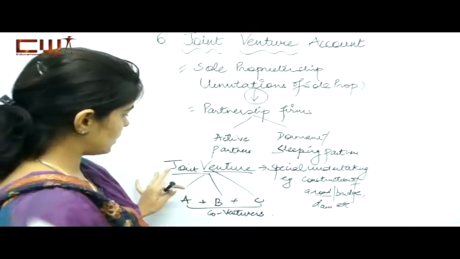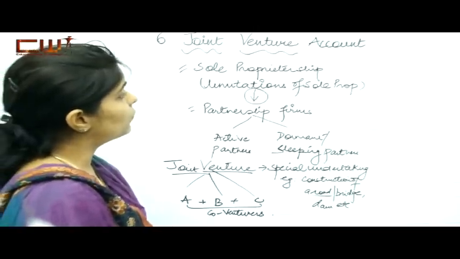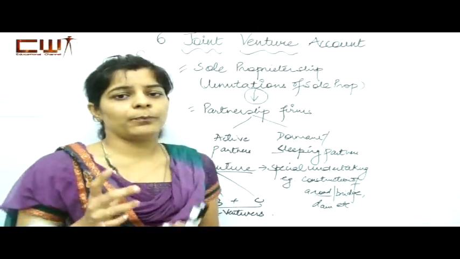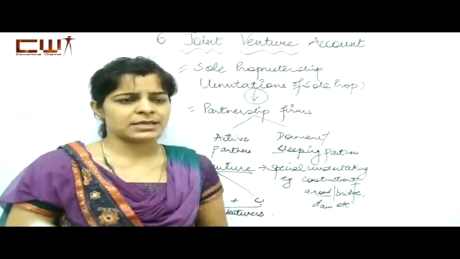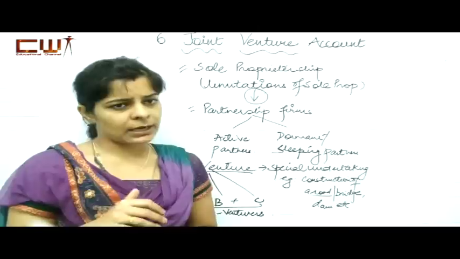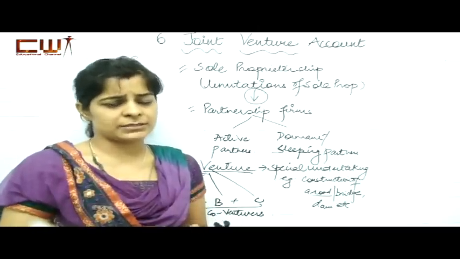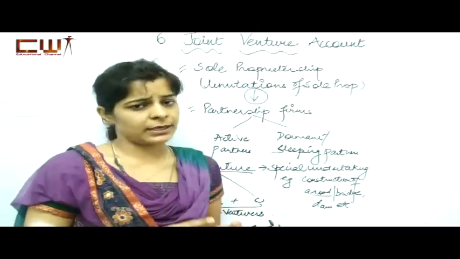So this is joint venture. And you know what? When you do a joint venture, you are expected to pass some journal entries. Then according to those journal entries you will be preparing accounts. Once you make journal entries it is very easy to prepare the accounts. That is the end: journal entries and accounts.